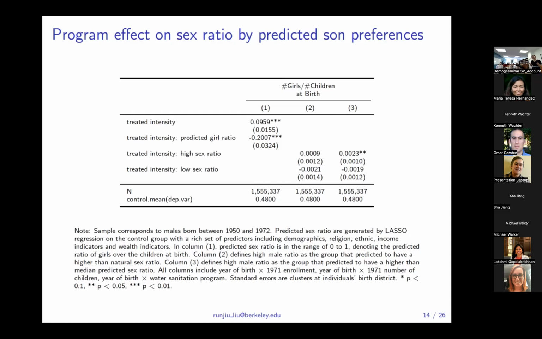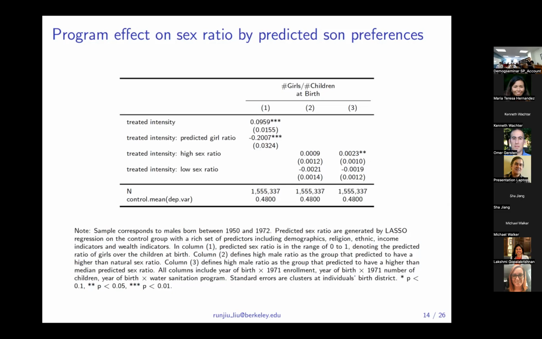Column 2 and column 3 are estimating separate coefficients for two groups of predicted high sex ratio and predicted low sex ratio. Column 2 defines the high male ratio group as those predicted to have a higher than natural sex ratio, which is about 0.05. Notice that the number belonging to this high sex ratio group is very large, and the number belonging to the low sex ratio group is very limited, according to this division. And column 3 equally splits the population into two groups. The high sex ratio group is predicted to have a higher than median sex ratio, and the low sex ratio group is predicted to have a lower than median sex ratio.